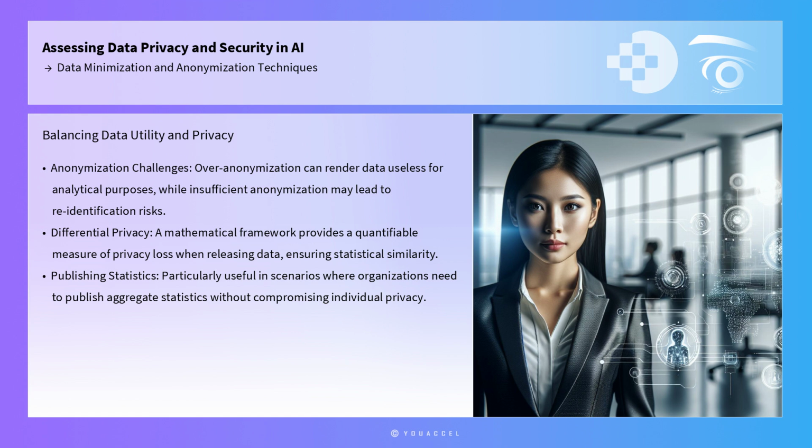To navigate these challenges, organizations can employ differential privacy, a mathematical framework that provides a quantifiable measure of privacy loss when releasing data. Differential privacy ensures that the output of data analysis remains statistically similar, regardless of whether any individual's data is included in the dataset. This approach is particularly useful in scenarios where organizations need to publish aggregate statistics without compromising individual privacy.